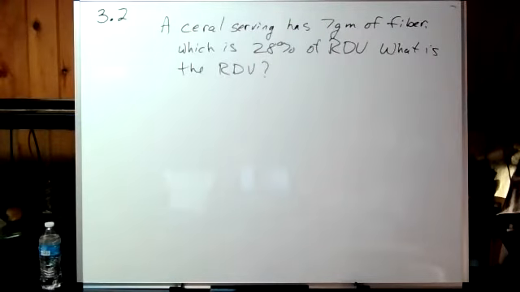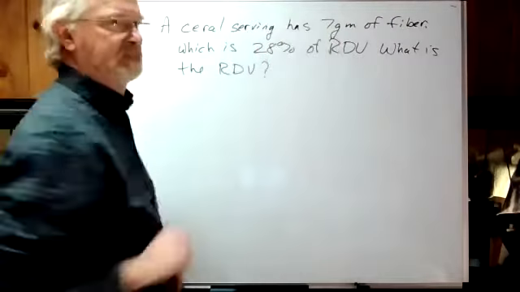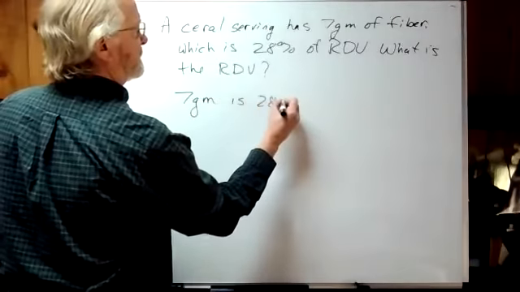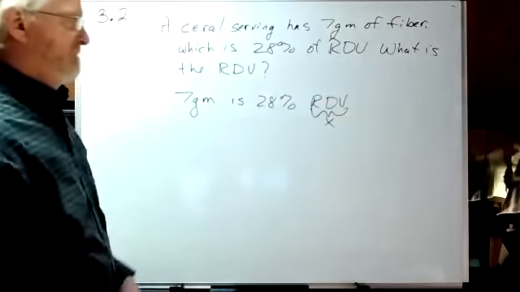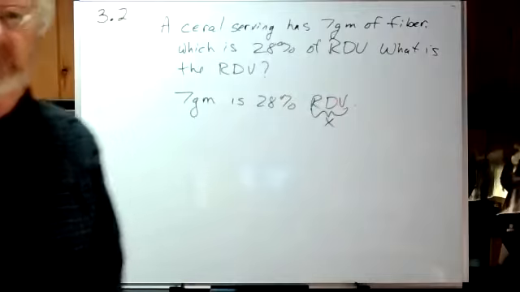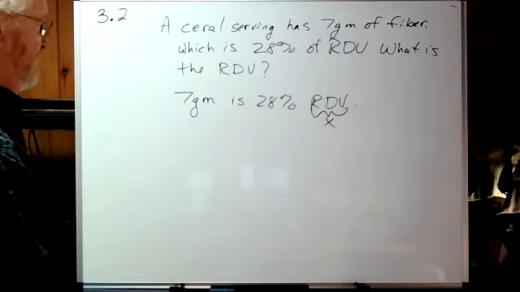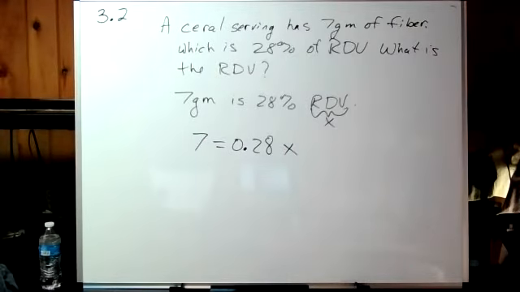Can I write this as a single sentence? 7 grams is 28% of the recommended daily value, right? That's our unknown. I can write a sentence, write an equation. 7 is 0.28 of what I'm looking for, 28% of what I'm looking for. How much fiber am I supposed to have?